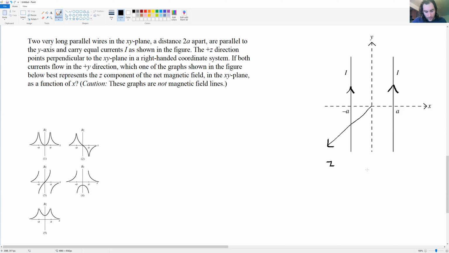So let's reiterate again, what are we being asked? We're being asked which of the graphs shown in the figure best represents the z component of the net magnetic field as a function of x. Okay, the z component in the xy plane as a function of x. So I'll give you about 2 minutes to think about that one on your own first. You can direct message me the answer that you get.